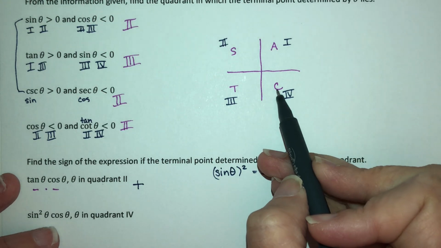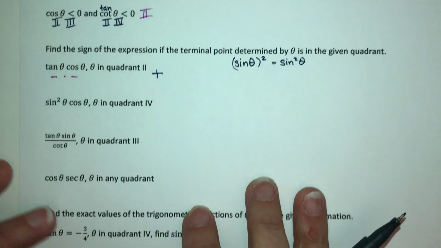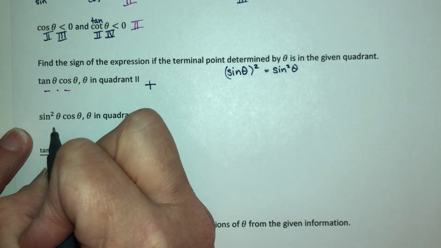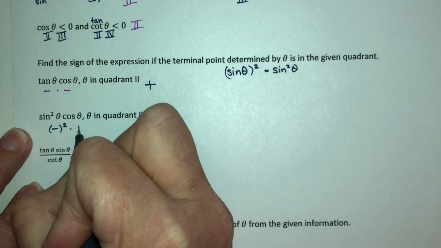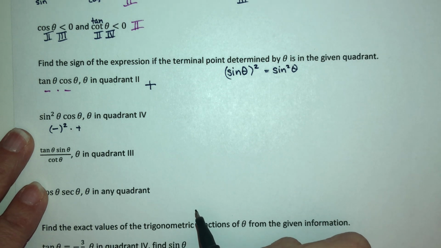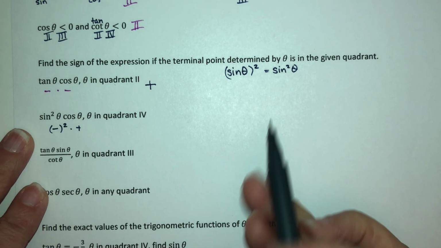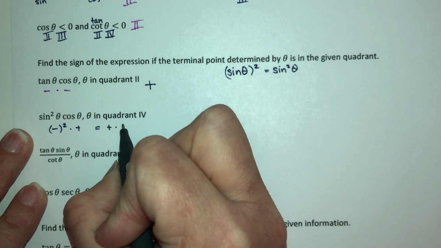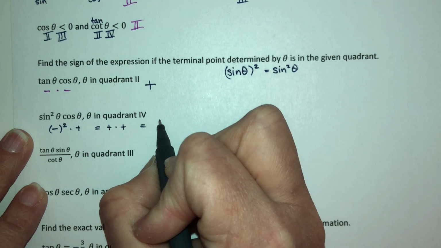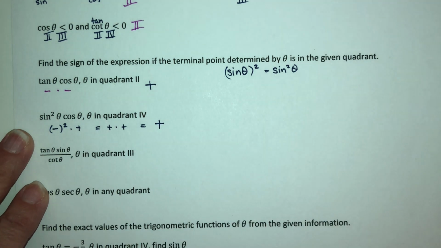So in 4, cosine is positive. Sine is negative, but I'm going to have a negative number squared times a positive number. If you square a negative, you're going to get a positive times a positive, so your answer overall is going to be a positive value.